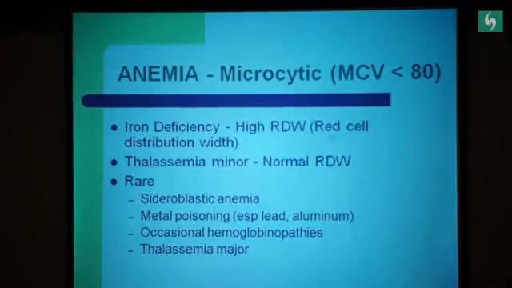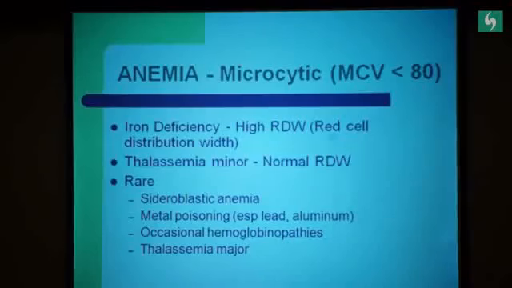Whereas in a thalassemia minor, which also will be microcytic hypochromic, you expect to see a normal RDW. But please mind you, we do see, particularly in women in our country who are in the menstruating age group, a patient who has iron deficiency along with thalassemia minor.